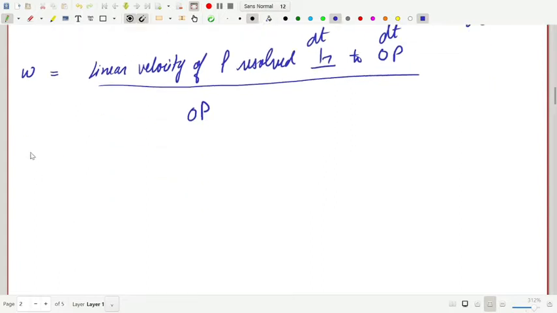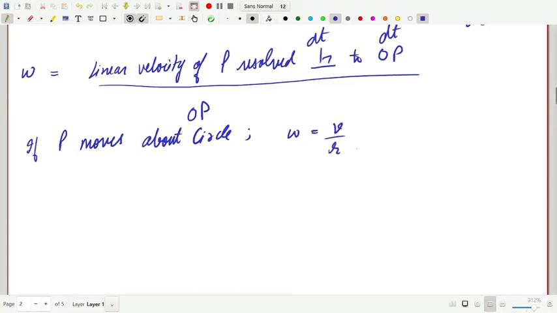If P moves about a circle, then omega is equal to v over r, where r is the radius of the circle, v is the linear velocity, and omega is the angular velocity of P about the center of the circle.